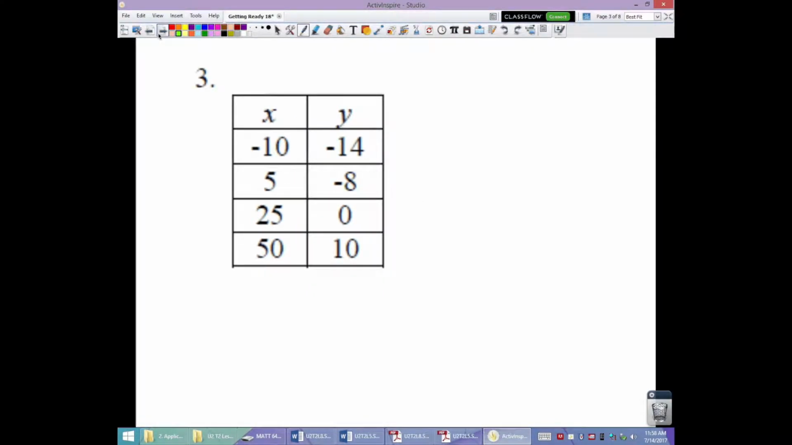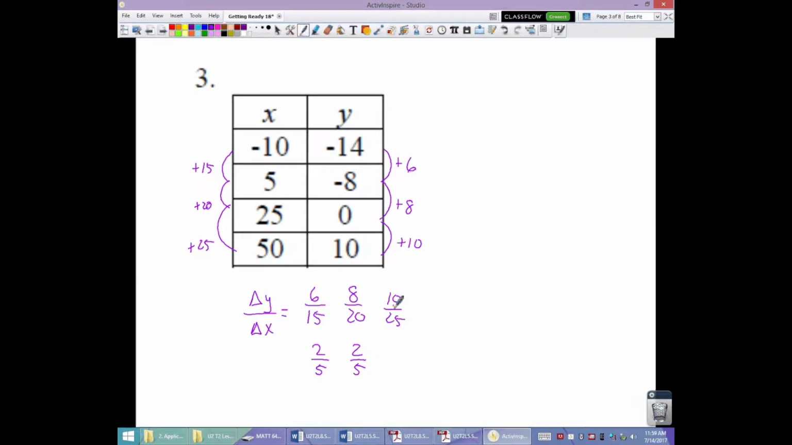And one more like this. In number 3, if we go up 6, up 8, up 10, but compare that to up 15, up 20, up 25. If we make ratios here of the change in y over the change in x, 6 over 15, 8 over 20, 10 over 25, each one of those can be simplified. If you divide 6 and 15 both by 3, that's 2/5. 8 and 20 can be divided by 4, so that's 2/5. 10 and 25 can both be divided by 5, so there's 2/5. So these are equal, and my rate of change is 2/5.